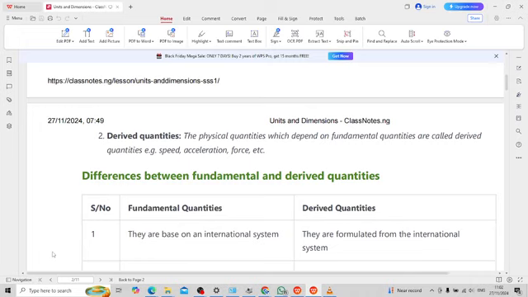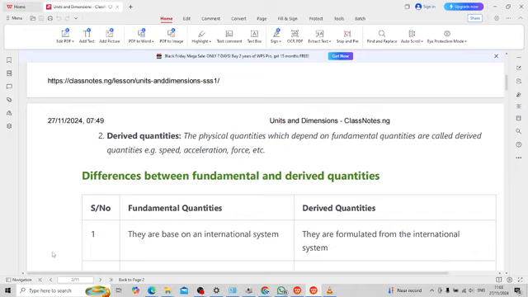Okay? And we said, if you remember before, length is a fundamental quantity, while time is time itself. Okay? So we can see that speed is gotten by dividing the distance by the time. Then we get speed. So therefore, speed is a derived quantity that depends on two fundamental quantities, which are distance and time.